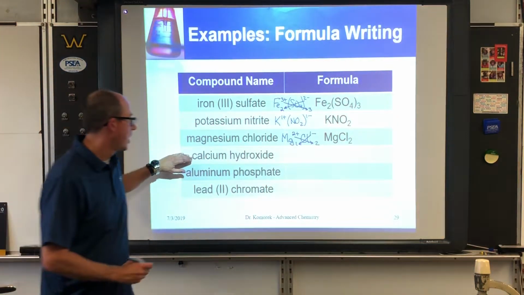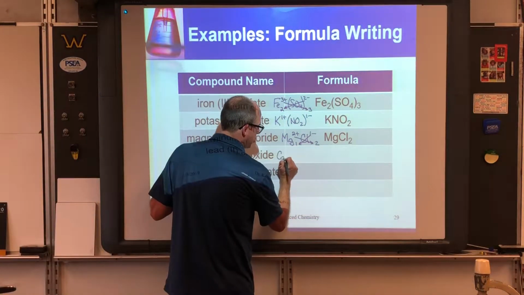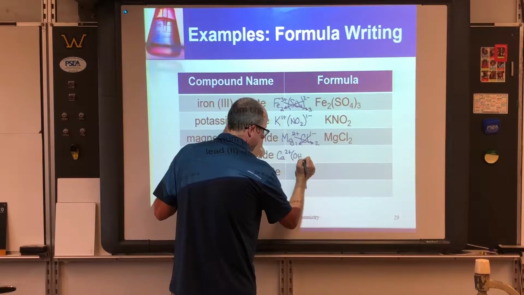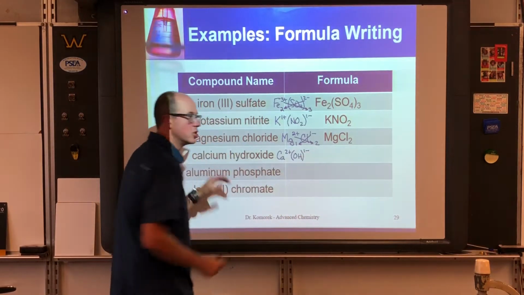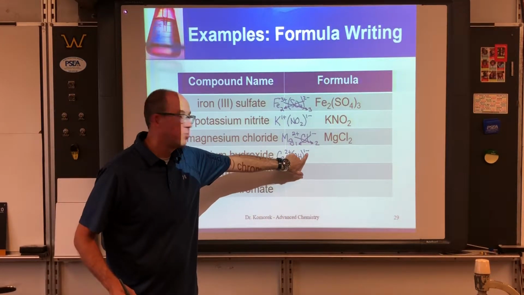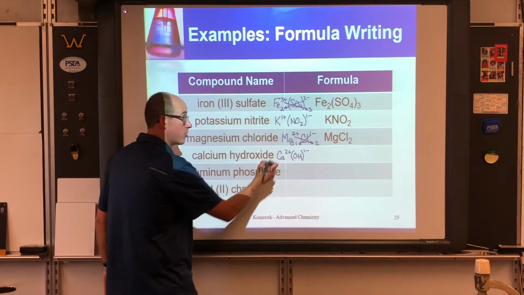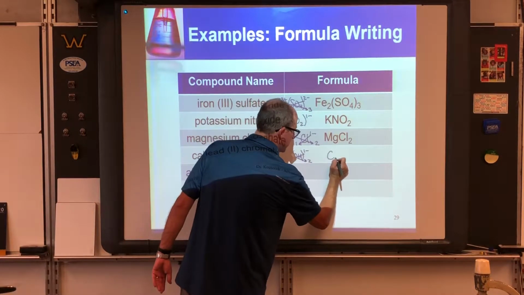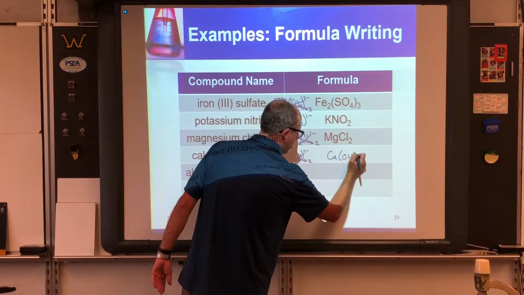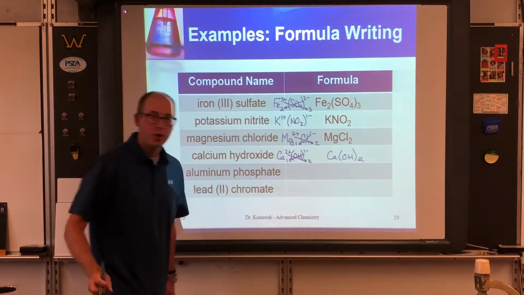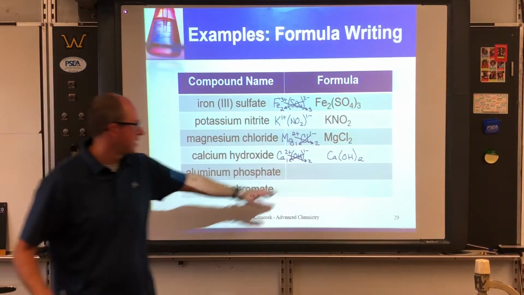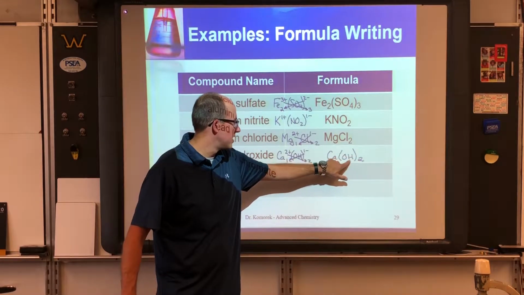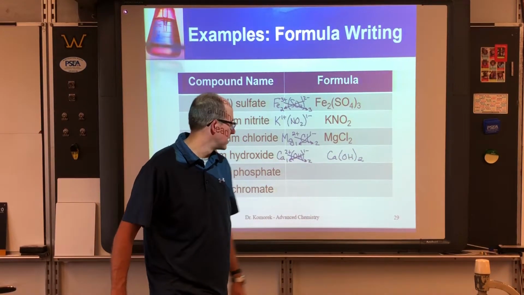For calcium hydroxide, calcium has a 2+ charge. Hydroxide is OH, but with a 1- charge. Charges do not cancel, 2+ and a 1-. If the charges don't cancel, cross them. And we get Ca(OH)2. Parentheses must be kept because we have 2 hydroxides. We need to keep that together and make sure everybody knows that that's 2 of everything in the parentheses.